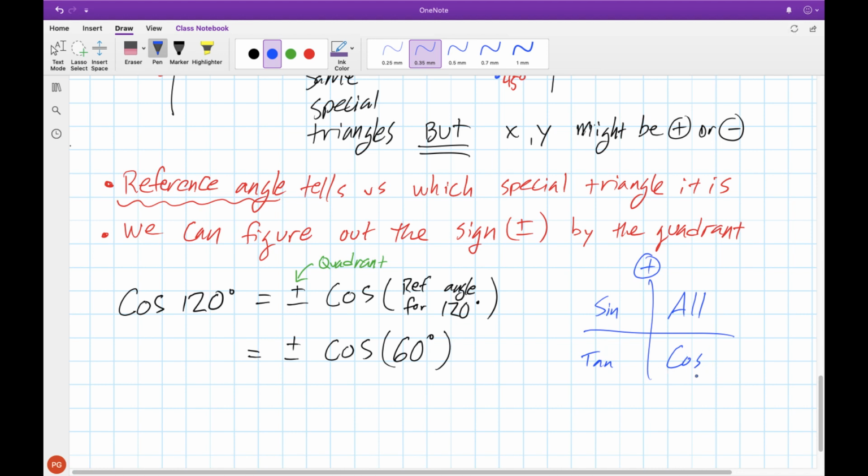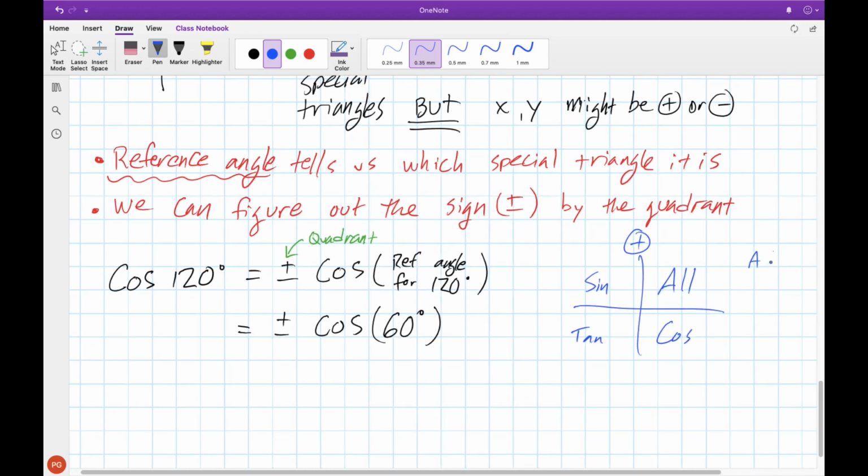I was looking up some ways to help you remember this, and I came across one that I kind of liked, which is "add sugar to coffee." That helps us remember the A, S, T, and C in order of quadrant 1, 2, 3, and 4.